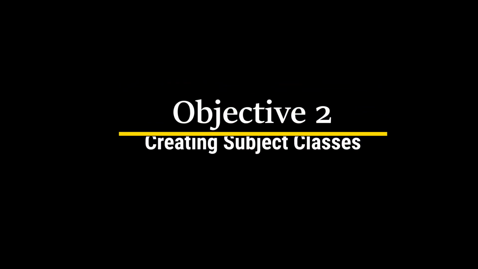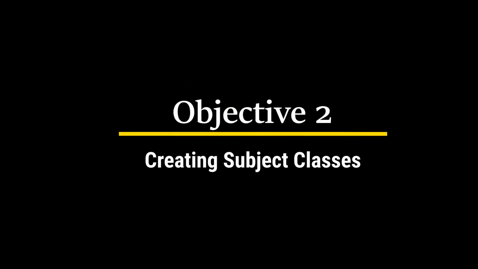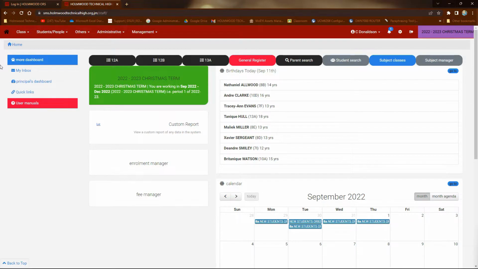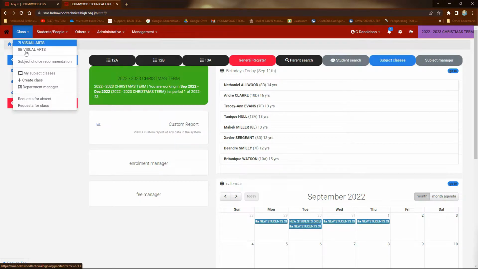Creating your subject classes. Each teacher must create subject classes on the system for each class that they teach. This will enable the teacher to maintain a gradebook for the students in that class. To create a class, first, click on the class option from the menu bar, then select Create Class.